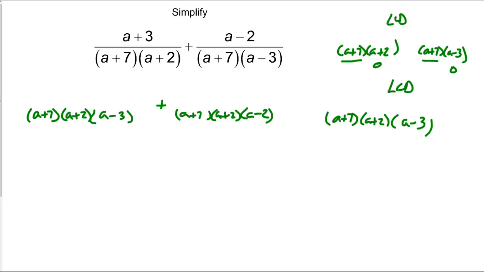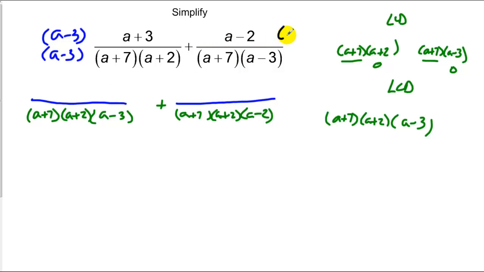And then I'll ask, what do I need to do in terms of multiplication to get from the first denominator to the second? This needs a multiplication of a minus 3. So whatever I do to the bottom, I must do to the top. And then likewise here, this needs an a plus 2. So in each of these cases, I'm going to need to multiply a binomial by a binomial. In other words, I'm going to have to FOIL.